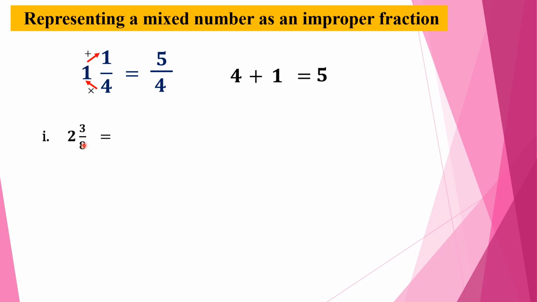Now this one is multiplied with this one. 8 times 2. 8 times 2 is what? 8 times 2 is 16. Now you have to remember that 8 times 2 is 16. 16 plus 3 is 19. 19 is the numerator and the denominator is 8. So the result is 19 over 8.